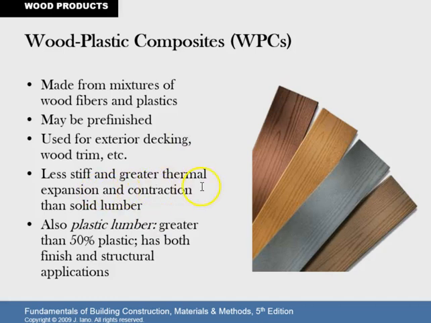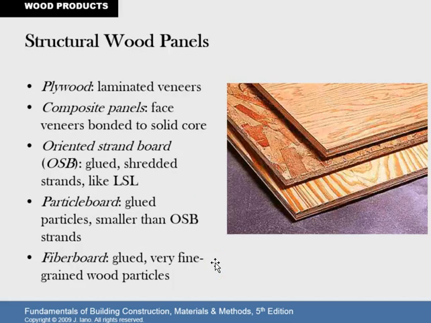So, less stiff, greater thermal expansion and contraction than solid lumber. I think greater thermal expansion and contraction probably means that it moves less, actually. That's how I would read that. Also, plastic lumber, greater than 50% plastic, has both finish and structural applications. So I think exterior decking and exterior trims on buildings would probably be where you'd find this most often, and understandably so.